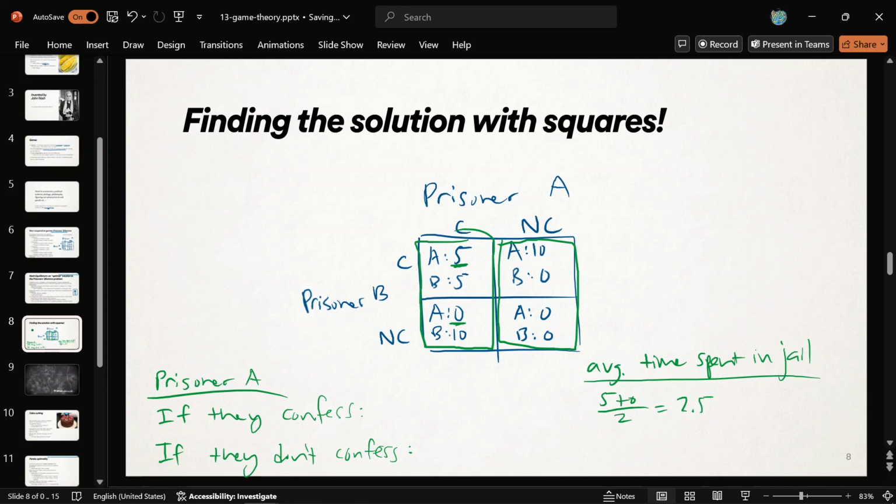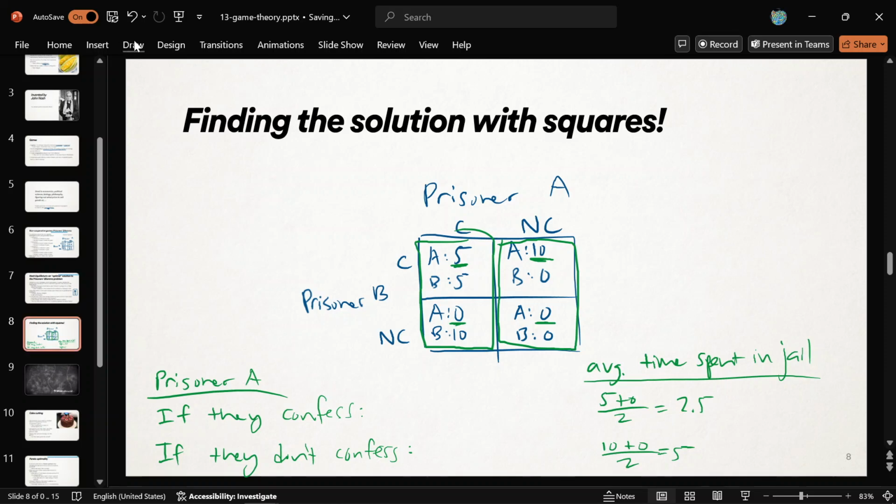2.5. And then if they don't confess, what are their options? Well, if they don't confess, they do have the option of spending 0 years in jail, which is nice. But if prisoner B does confess and they don't have control over that, they're getting 10 years. Right? So the average for that case, if they don't confess, is 10 plus 0 over 2, which is 5 years on average spent in jail.